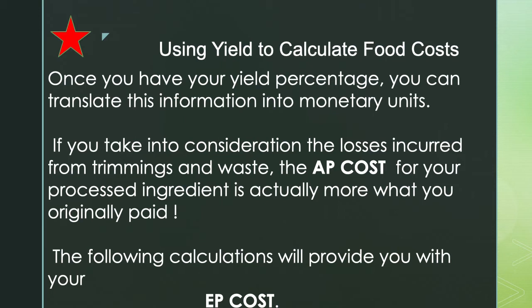The following calculations are going to help provide you with the EP cost. We're going to work it all out using the tenderloin, using actual prices, and see where we are. But remember, this whole thing is about making money. This is why restaurants collapse. This is why restaurants fail, because things aren't costed out properly. And the cost of the things that are being sold on the menu are actually false. So you're selling some of them at a loss before you even start.